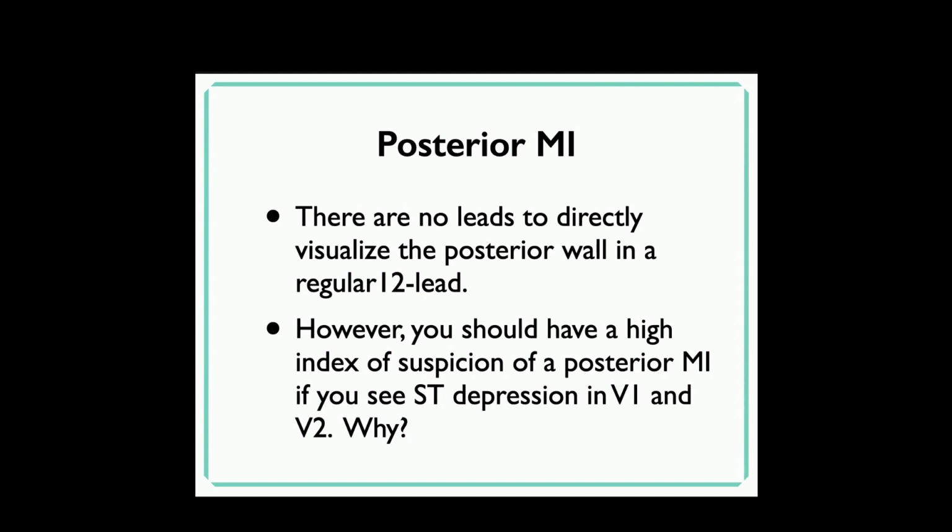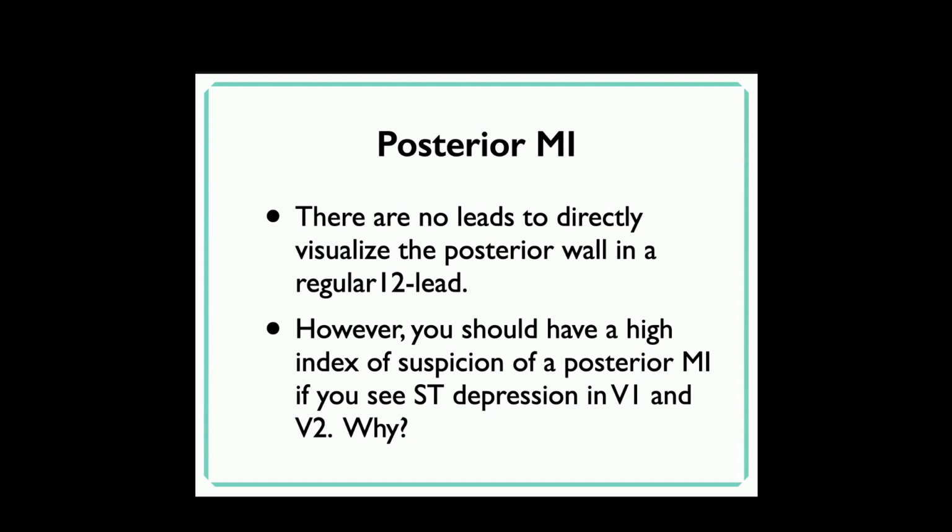If we want to do that, you would take 4, 5, and 6 and move it along the back to create V7, V8, V9, okay? And we're going to talk about whether it's a good idea to do it or not, okay? However, on a regular 12 lead, we can't say for sure that there's a posterior STEMI, because we don't have ST elevation. But if you see ST depression in V1, V2, maybe extended into V3 and V4, especially in conjunction with an inferior, you should have a high index of suspicion for a posterior.